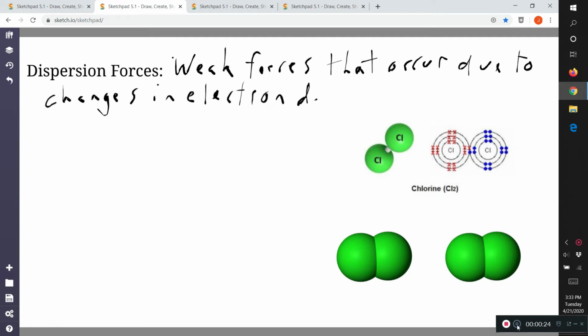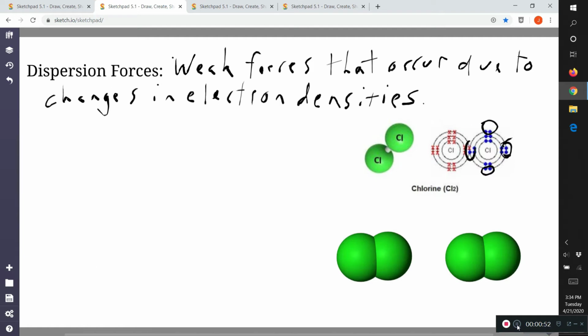So that's a lot to take in. Let's talk about what that means. This happens all the time, but it's more noticeable in nonpolar molecules. So here we have chlorine gas. Chlorine gas is nonpolar. The electrons on the ends make sure that it's kind of negative all the way around.